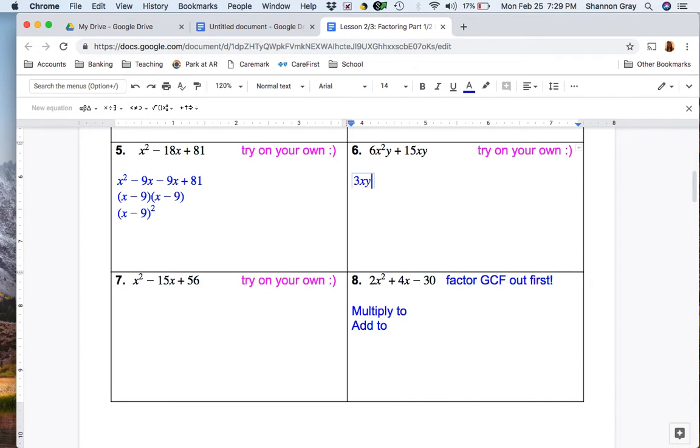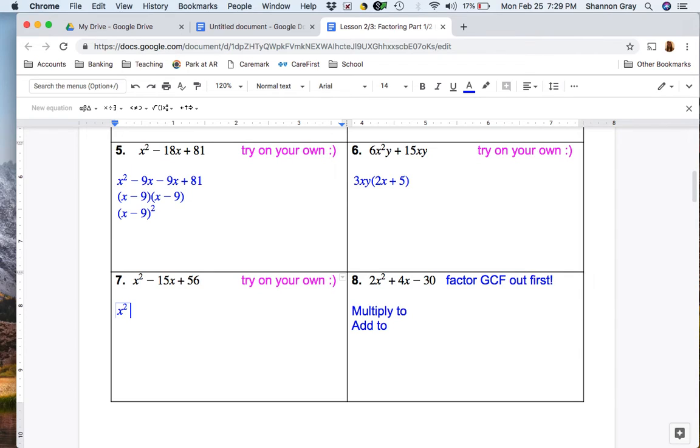All right, over here we've got 3xy, that was the GCF, so if I'm using the reverse distributive property, I would need to multiply that by 2x to get 6x squared y plus 5 to get 15xy. So that's that.